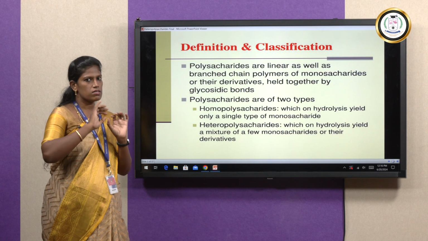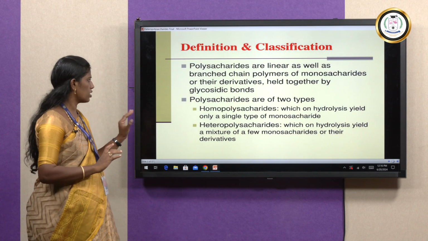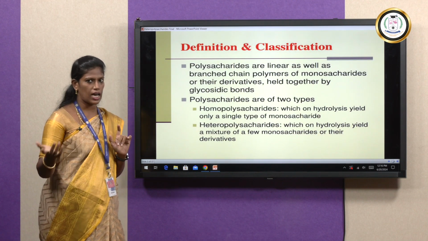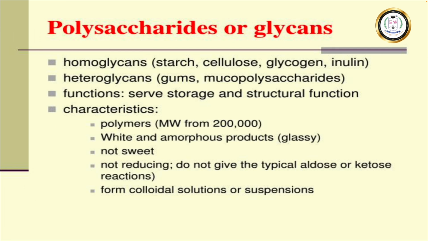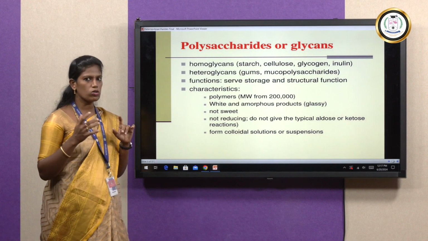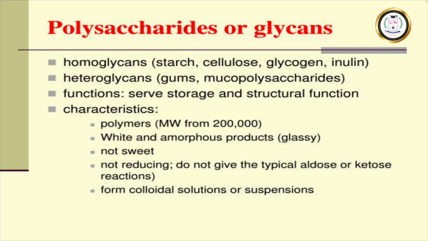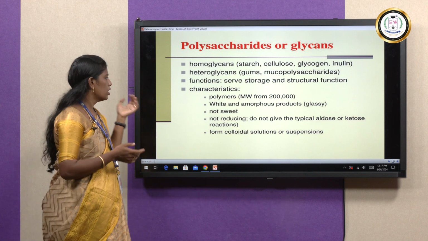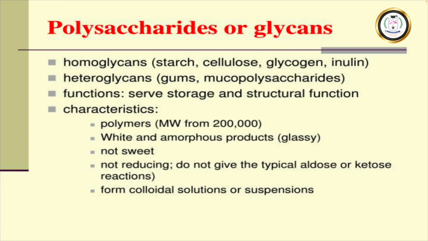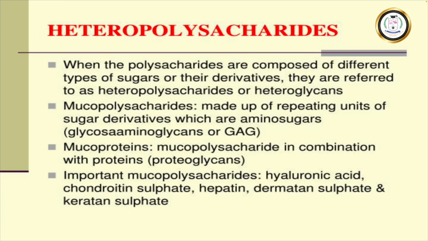Homopolysaccharide has the same monosaccharide units. Heteropolysaccharide has a mixture of different monosaccharide units. Polysaccharides are also called glycans, that is homoglycans and heteroglycans. Examples of homoglycans are starch, cellulose, glycogen, inulin. In heteroglycans, the example is mucopolysaccharide. The main functions are storage and structural function. Some characteristics of polysaccharides are that they are not sweet and not reducing, and they form colloidal solutions. They form a white color.